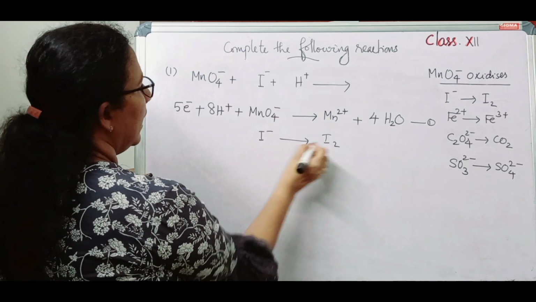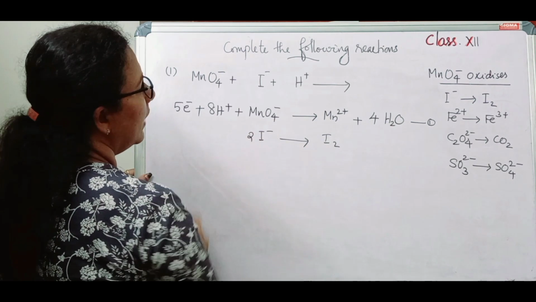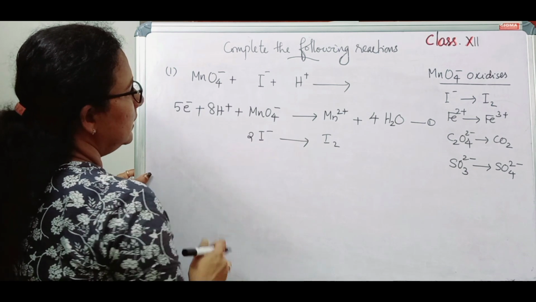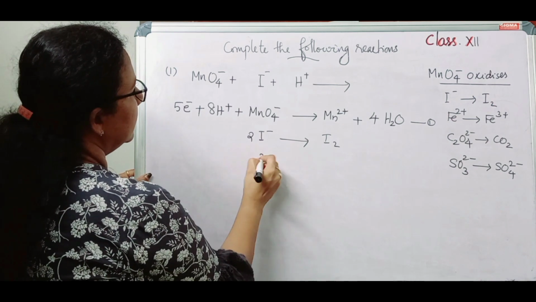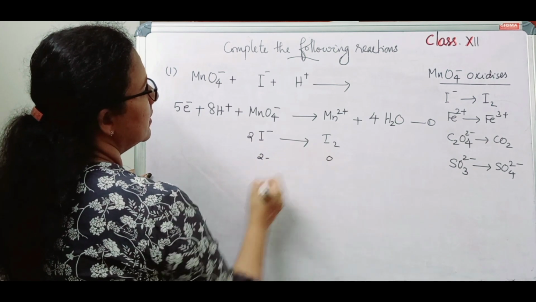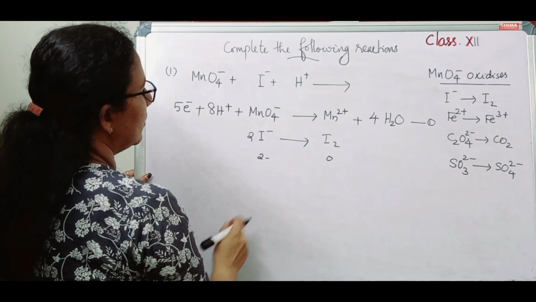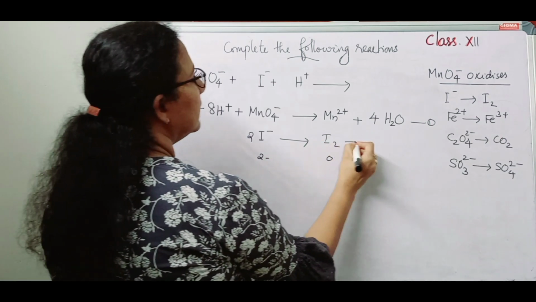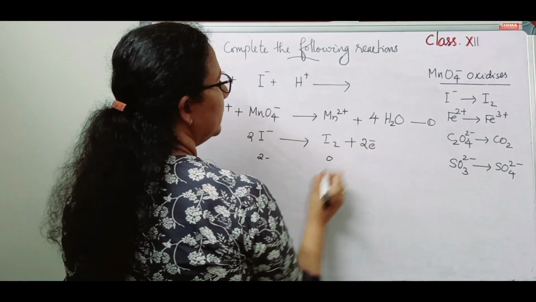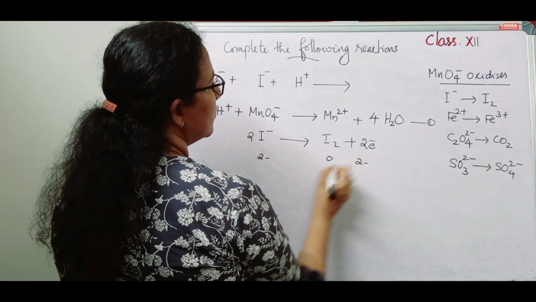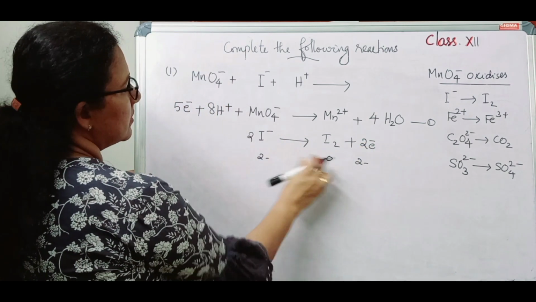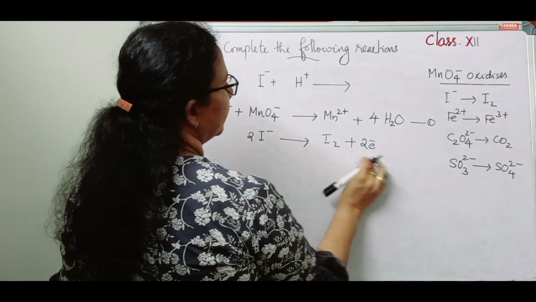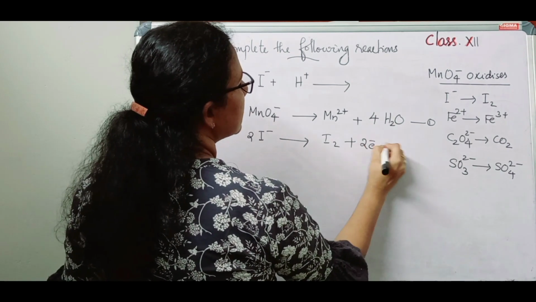Then atom balancing: 2I minus. Then comes charge balancing. Here it is 2 minus charge. Here it is neutral, so it is 0. So we add electrons here. 2 electrons are to be added. Then this will also be 2 minus. So the charge is balanced. This is the second half.